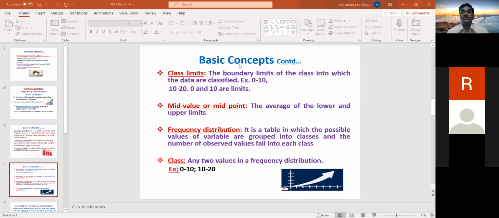Class means any two values in a frequency distribution. That's already explained. 0 to 10 is a class, 10 to 20 is a class, like that. Okay. Now let us move on to the next slide.